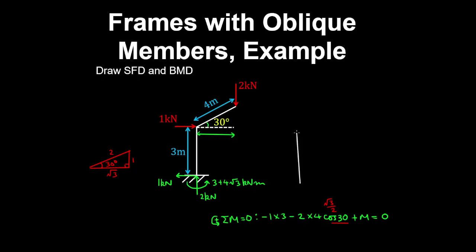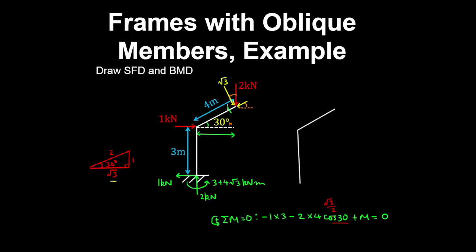And now let's draw our shear force diagram over here. Well, what we do is resolve this 2 kilonewton force into a component that's perpendicular to the beam. And this angle here is 30 degrees, and so is this one. So this component of the force is 2 cosine 30 degrees, or 2 root 3 on 2, or root 3.